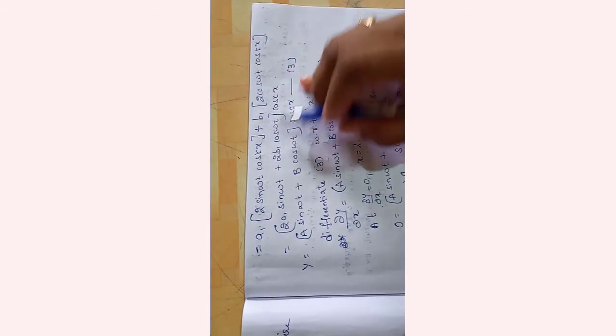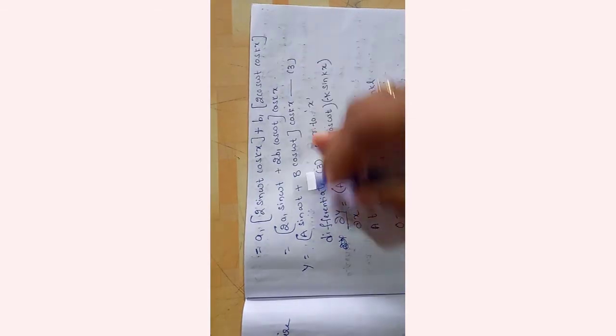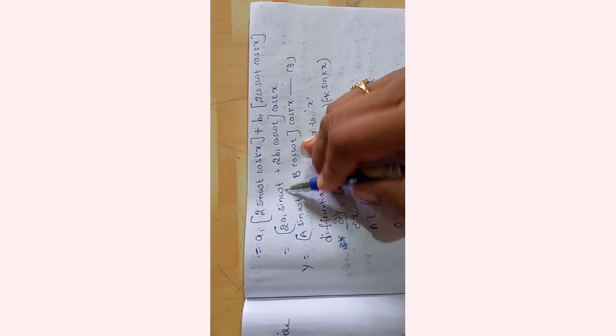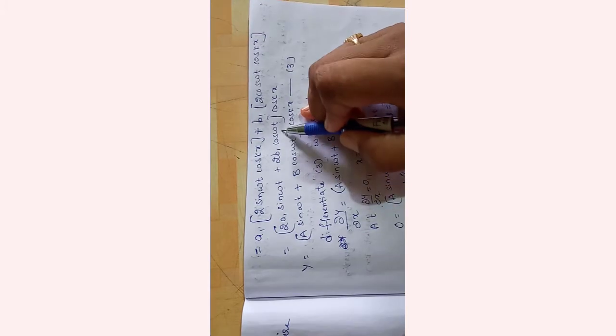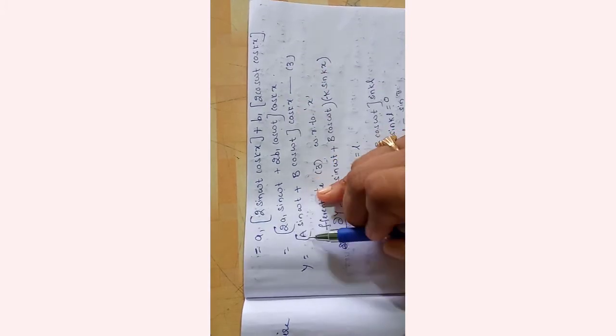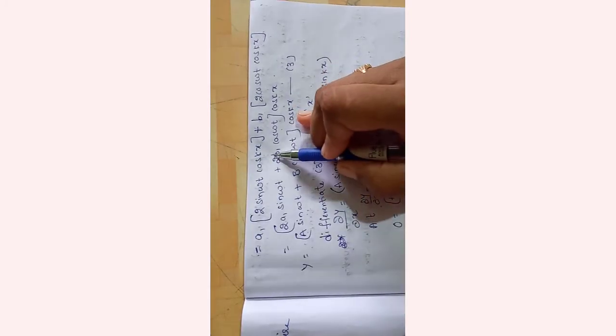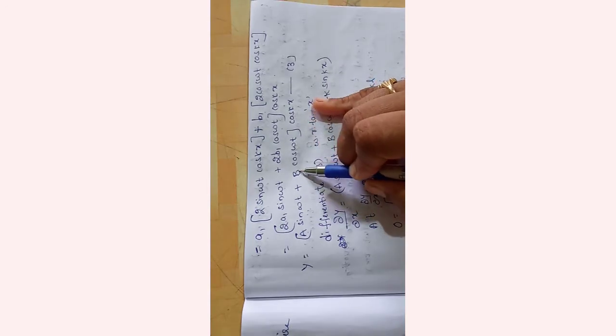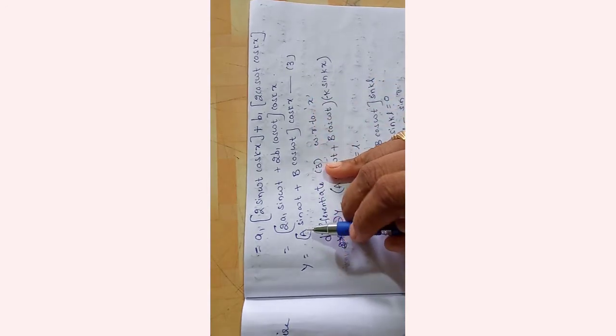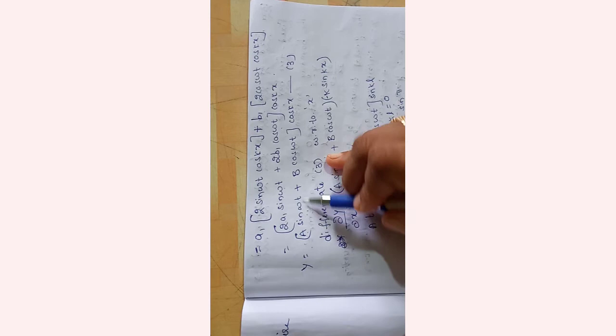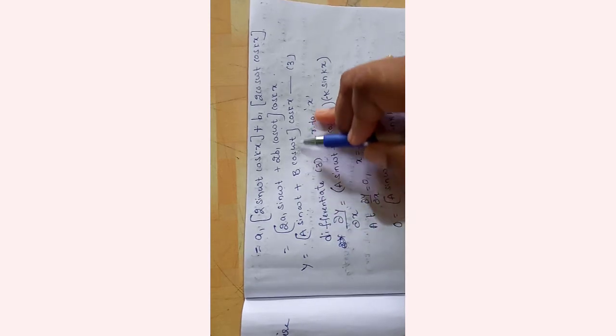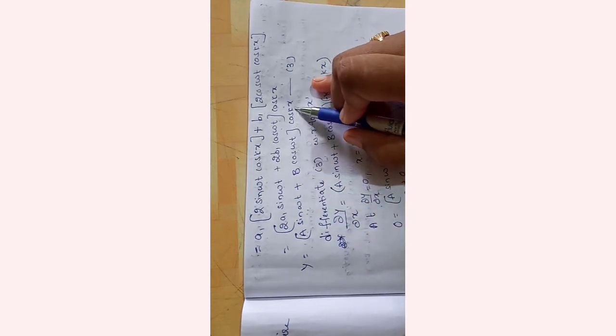In both, cos kx is common. So 2A1 sin omega t plus 2B1 cos omega t. In place of 2A1 we will write A. In place of 2B1 we will write capital B. So the equation turns out to be (A sin omega t plus B cos omega t) into cos kx.